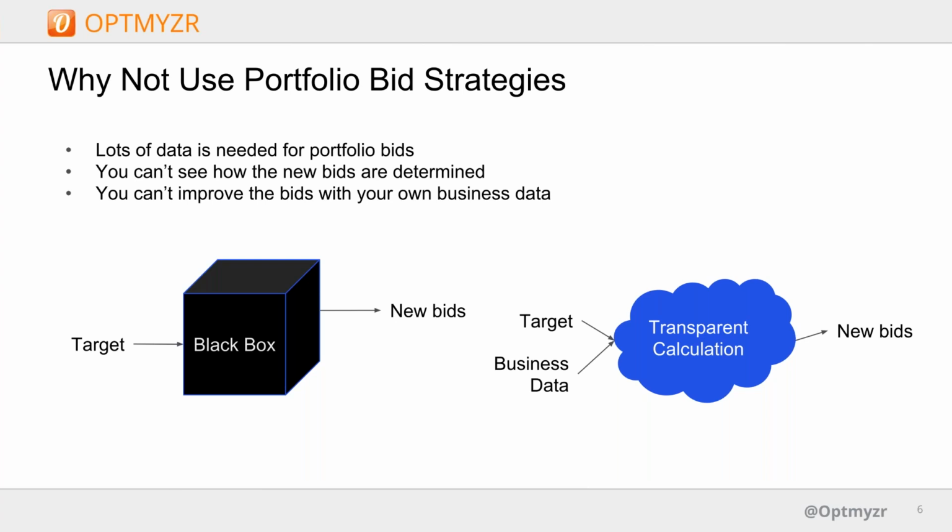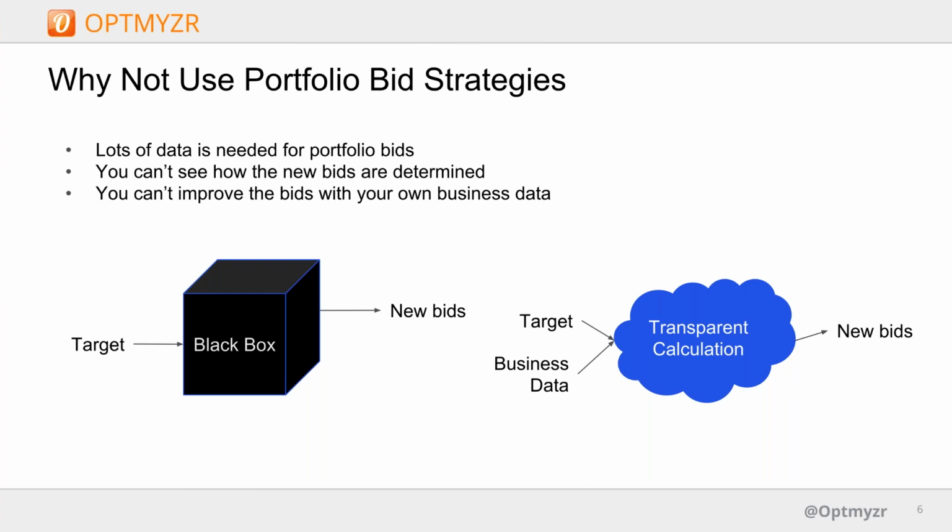So what we have at Optmyzr is a transparent calculation. So in this transparent calculation, you know how we're deriving the new bids. And if you find that we should have been looking at more data, maybe something unique to your business, you can actually bring in your business data and use that on top of everything else to come out with new, better bids.